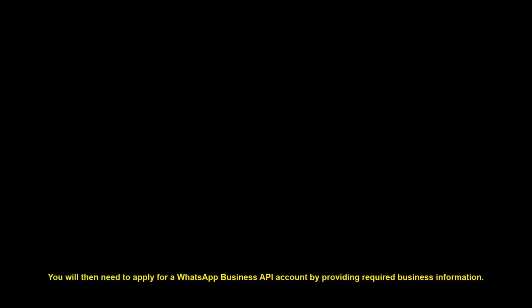You will then need to apply for a WhatsApp Business API account by providing required business information. Fill out the requested application form, ensuring that you enter your business number accurately. Submit the form and expect approval from WhatsApp, which may take some time. Once approved, return to your Twilio console to set up WhatsApp messaging features.